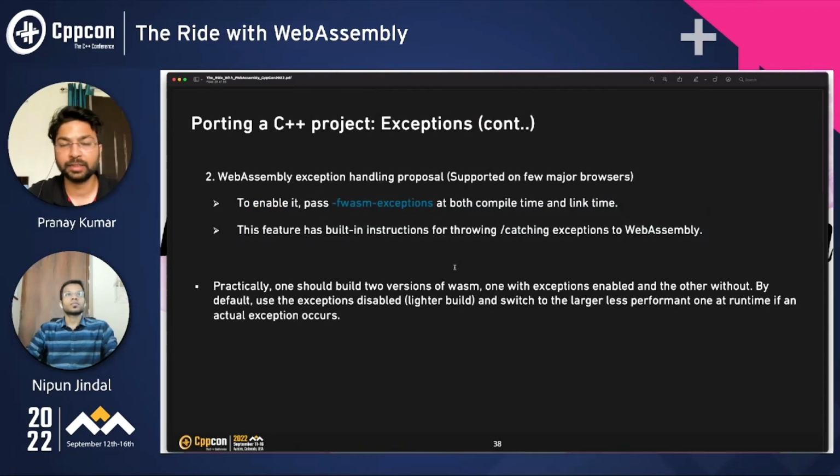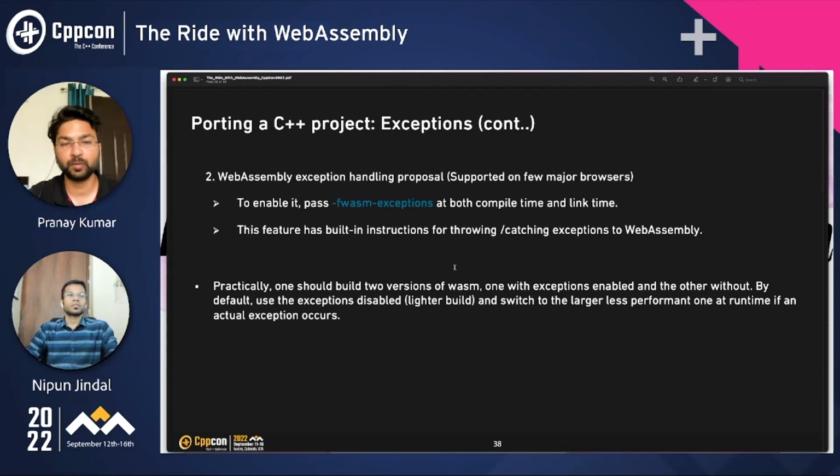WebAssembly exception handling is a proposal because it's not supported universally yet. It's supported on a few major browsers. In order to enable it, you need to pass -fwasm-exceptions at both compile and linking time. The good thing is this feature has built-in instructions for throwing and catching exceptions in WebAssembly, so it's pretty fast.